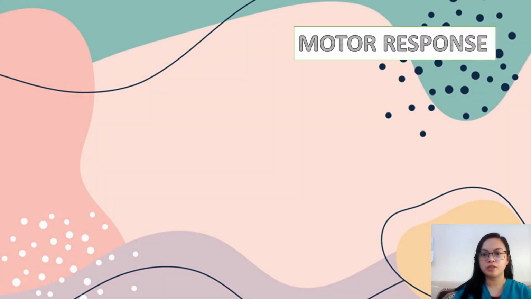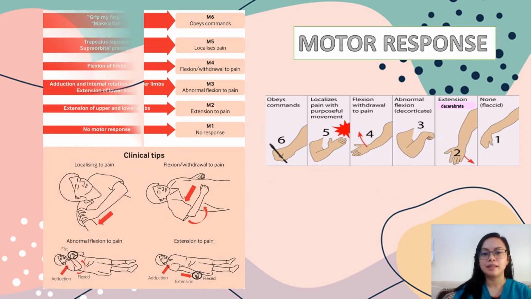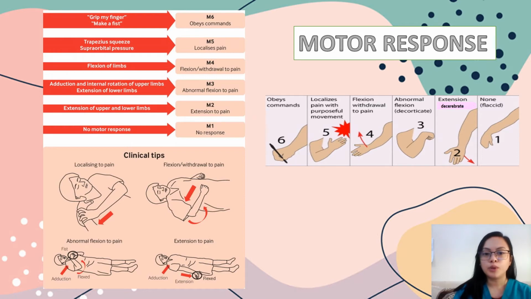So next is the motor response. The maximum score that you can give is 6. You score 6 if the patient is able to obey your command, like for example, "Grip my finger" or "Make a fist." You score 5, 4, 3, 2, and 1 according to the response when you give a painful stimulus to the patient.